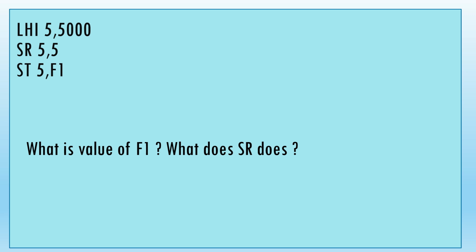You are subtracting whatever value is in register 5 from 5. So what will happen if you subtract something from the same value? It will become 0. Even though I loaded 5000 earlier, since I have subtracted 5 from 5, now register 5 is becoming 0. And storing the same 5 into F1 means you are basically storing a 0. So at the end of all these instructions, though you initially loaded 5000, you subtracted the same value and stored it back, so the value is becoming 0. Okay, let's move on.